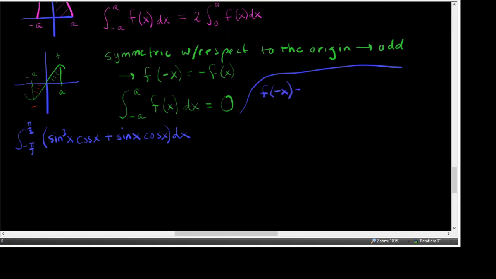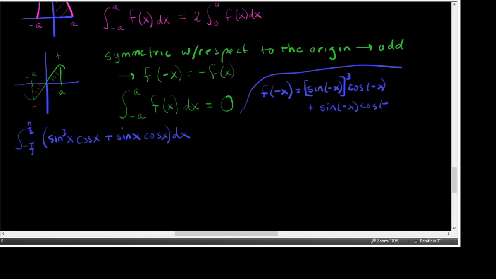So I'm going to put negative x in. So that's going to be sine of the opposite of x, cubed, times the cosine of the opposite of x, plus sine of the opposite of x times the cosine of the opposite of x.